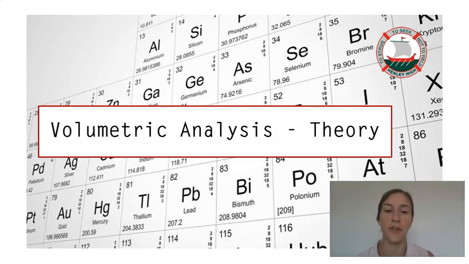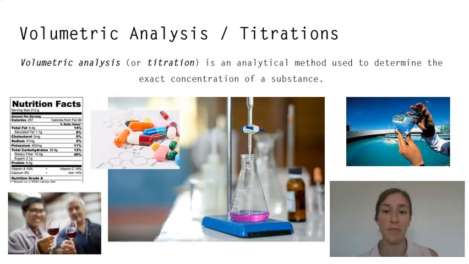This video is going to look at the theory behind volumetric analysis. Volumetric analysis, also known as a titration, is an analytical method used to determine the exact concentration of a substance. It's a very widely used technique used to determine the exact concentration of pharmaceutical drugs. It's used to determine the fat content or the salt content in lots of food. It's used to look at the acidity of wine, and also used to look at trace elements present in water.